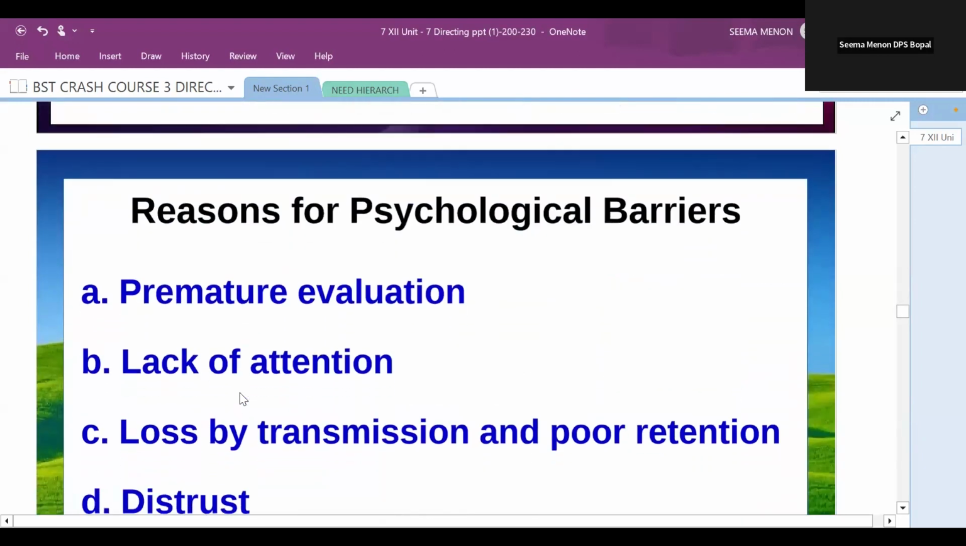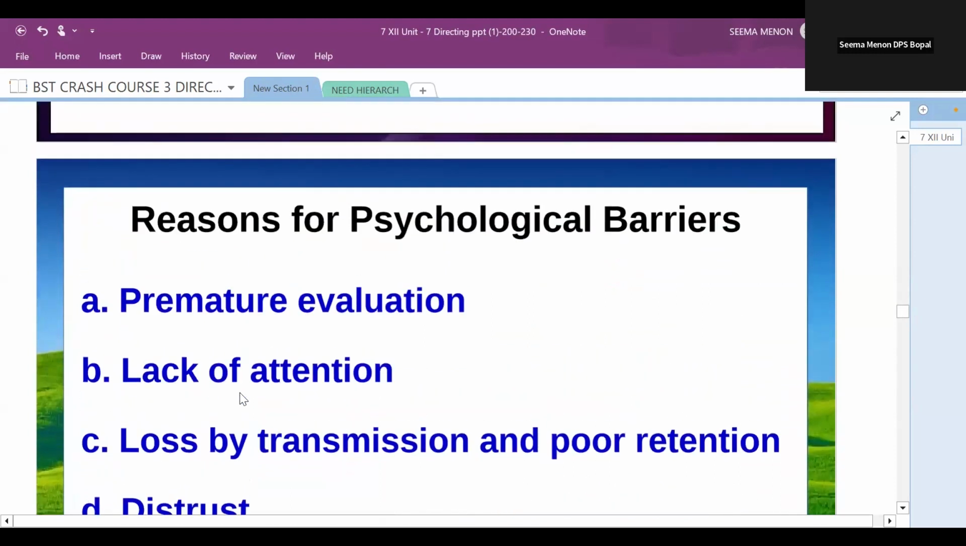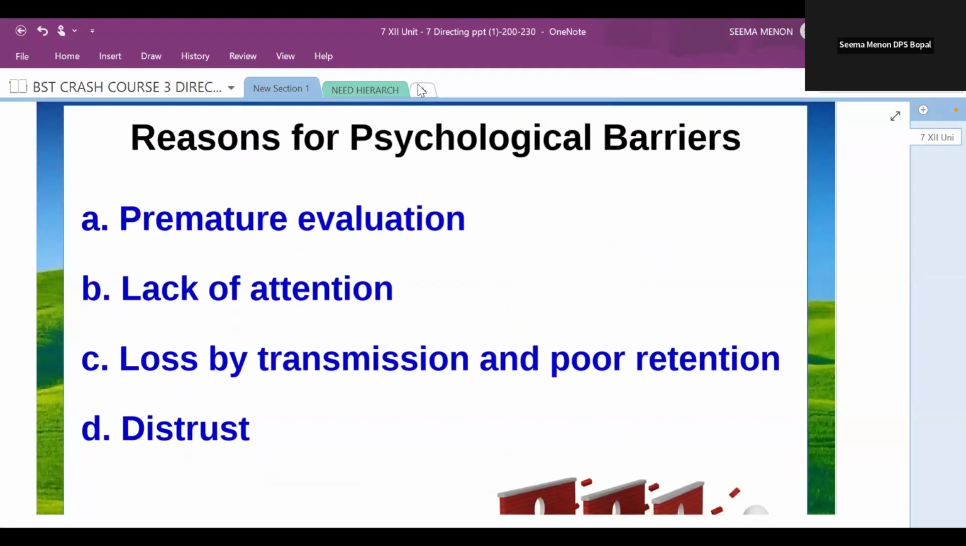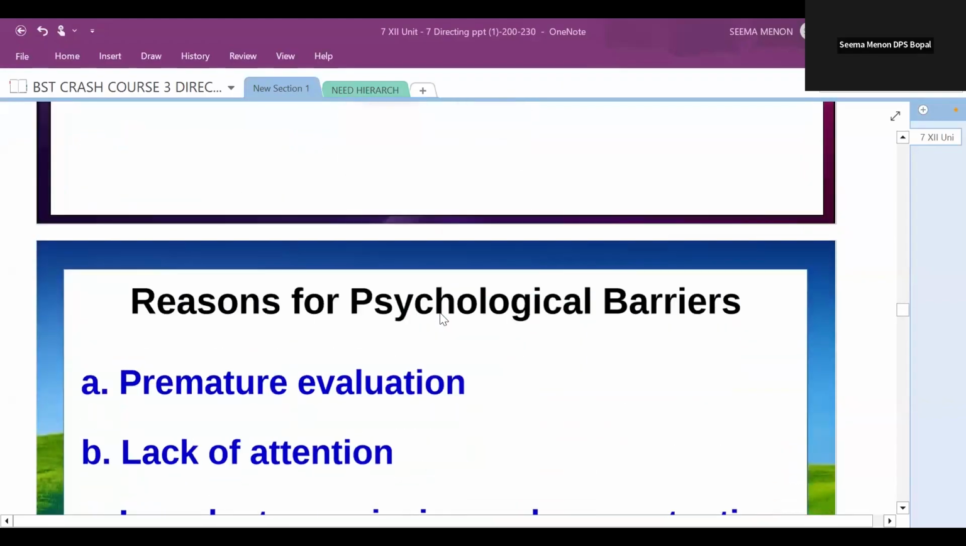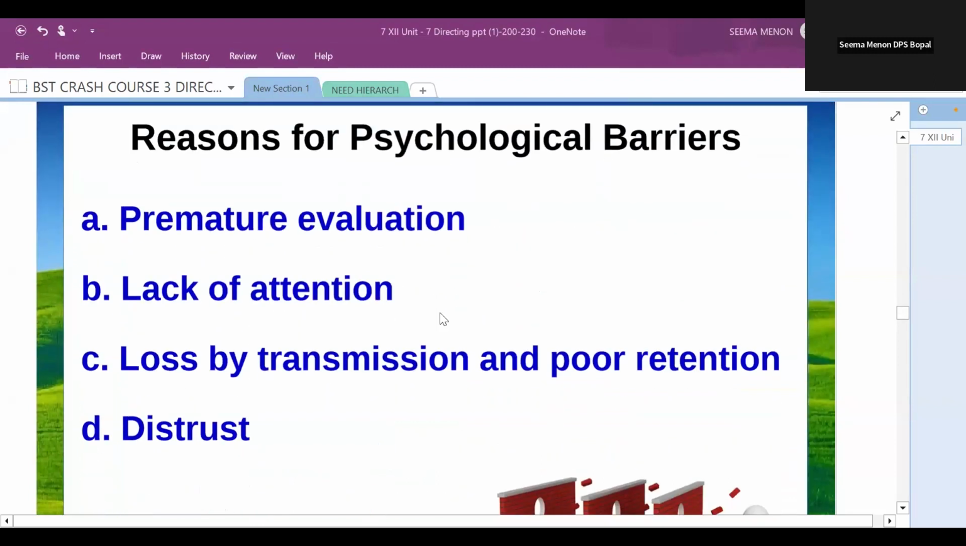That is another one: distrust. So we can see the reasons for psychological barriers. What are they? Premature evaluation, lack of attention, loss by transmission, poor retention, and distrust. I hope this much is clear to you. So that's about the psychological barrier. I hope all the points are clear to you.